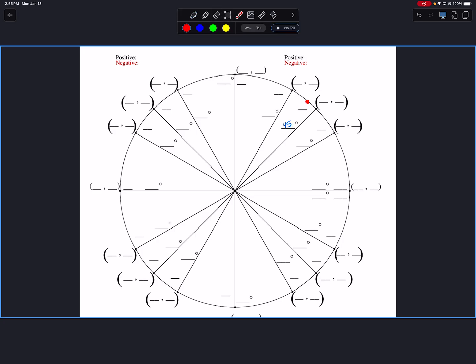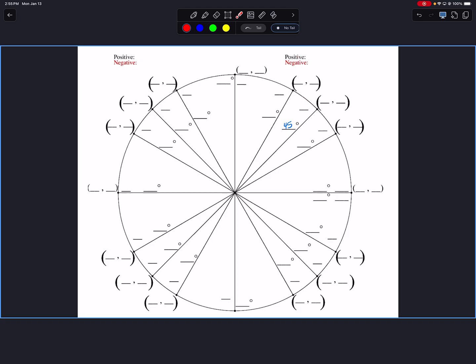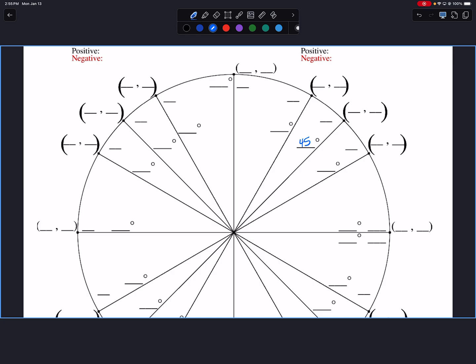What is the equivalent radian measure of 45 degrees? Pi over 4, good. In quadrant 2, same thing. The middle angle corresponds to a 45 degree measure. So what is this measure right here that's in the middle in quadrant 2? 135, good. What is the radian measure of 135 degrees? 3 pi over 4? Good.